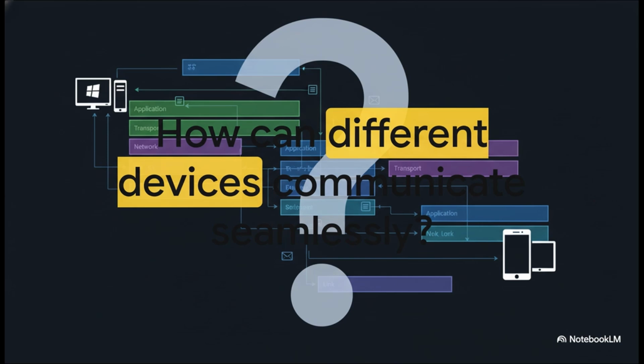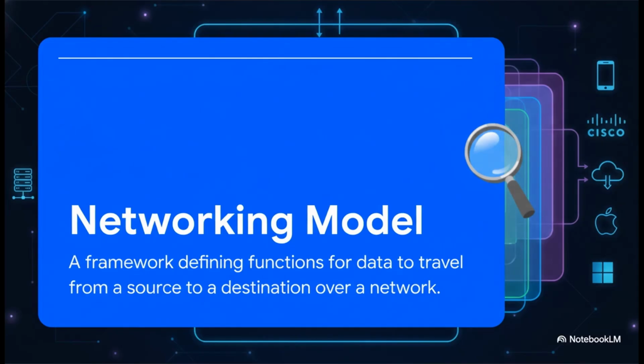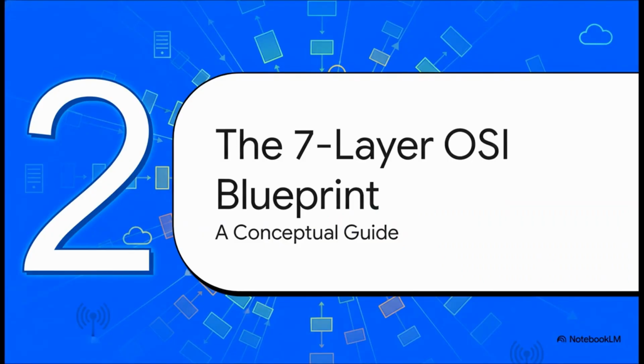And this is where networking models come to the rescue. They are the elegant solution to that chaos. You can think of a model as a shared blueprint, or maybe a common language. It takes the massive, super complex job of network communication and breaks it down into smaller, much more manageable pieces, or layers. This is what allows vendors like Cisco and Apple and Microsoft to build products that can actually talk to each other.